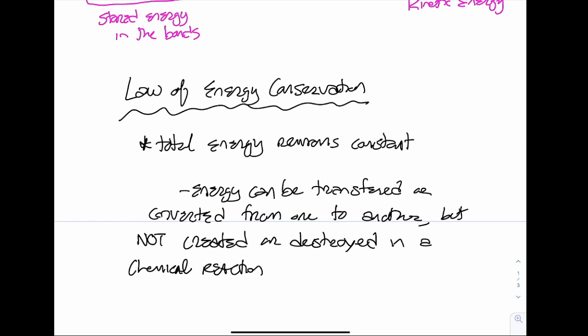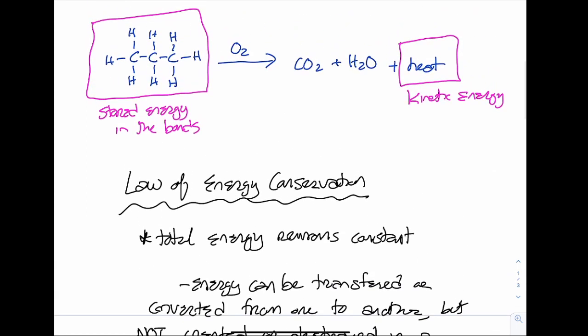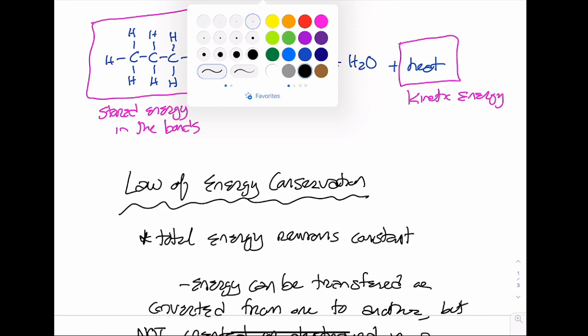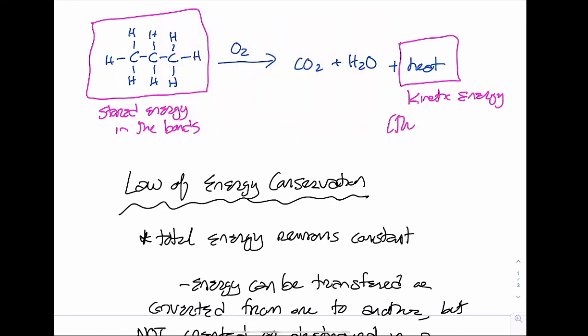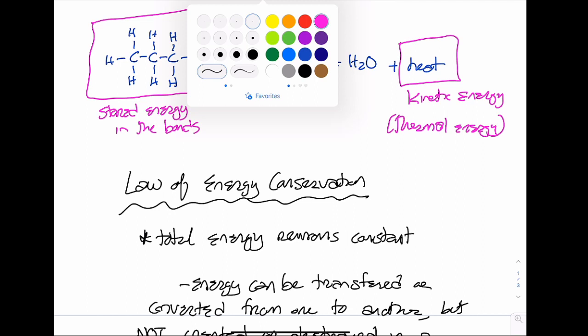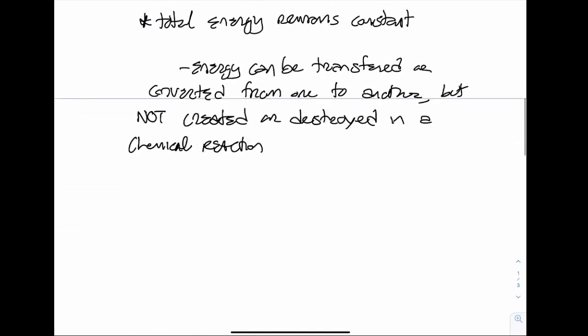So again, in my example up there, I just transformed it from one form to the other. I went from chemical energy to heat energy, thermal energy. That heat energy didn't just, like I said, appear from nowhere. We transformed it into heat energy from chemical energy. So total energy is conserved. Our SI unit for energy is a joule.